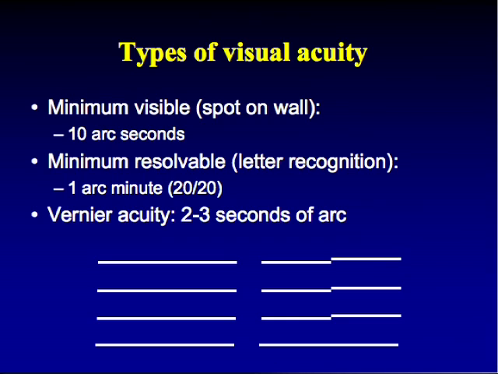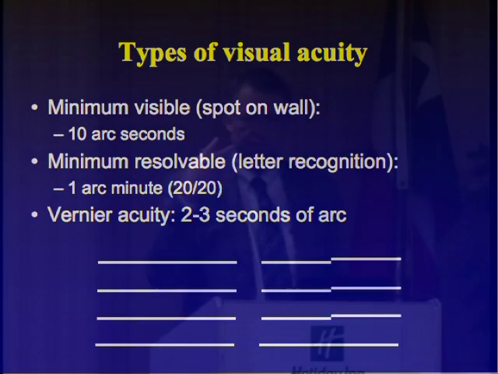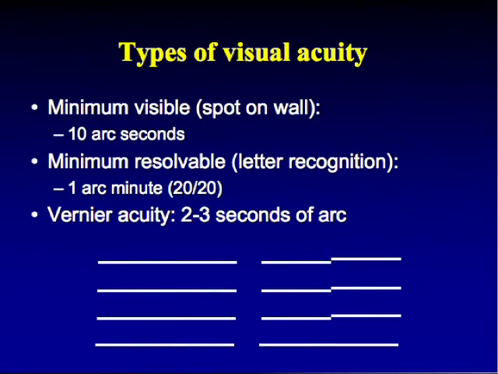Minimum resolvable acuity, that is your ability to recognize a letter, to tell that an E is an E and not something else, is 1 minute of arc, or 60 seconds of arc. So to see a 20/20 you have to have 60 seconds of arc. And then Vernier acuity is your ability to see a break in a line. This may project differently to different parts of the room, but you see on the right side, these lines have a break in them. And your ability to perceive that break, that's your Vernier acuity.